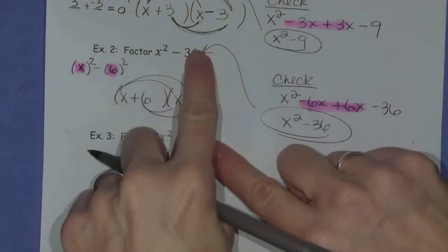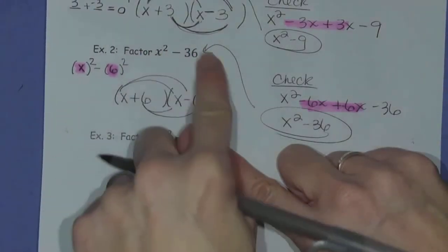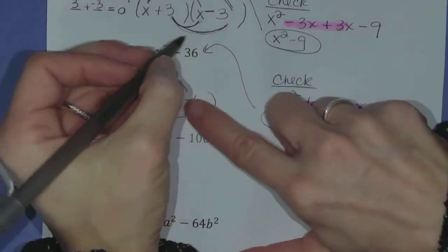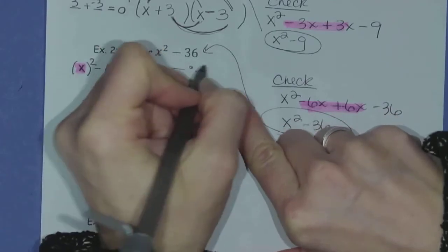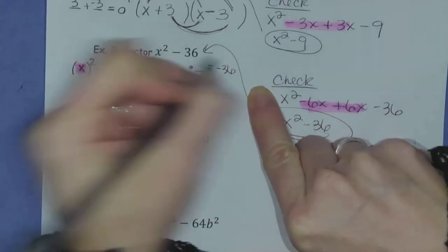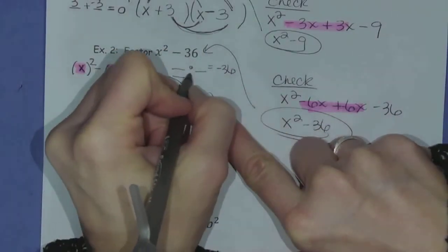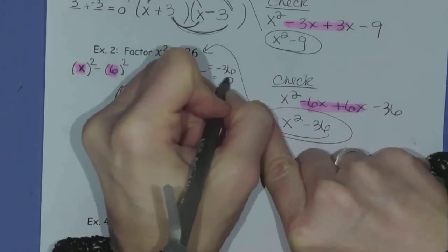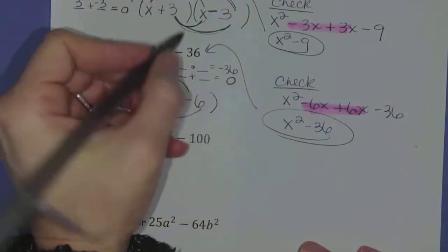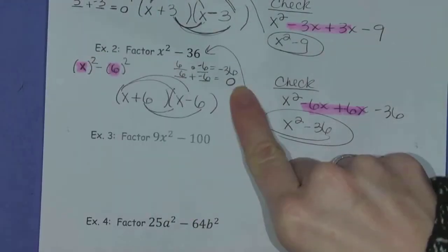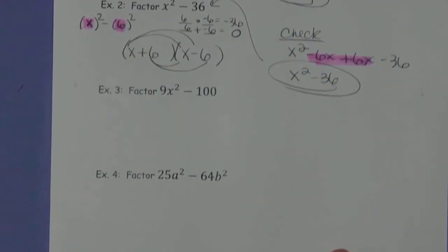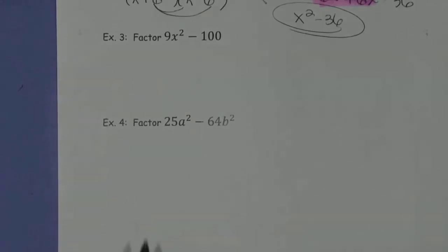Again, I needed two numbers. If you go old school, I needed two numbers that multiplied to give me a negative 36, but added to give me 0. And those two numbers are 6 and negative 6. So it works out. Okay, let's take a look at example 3.